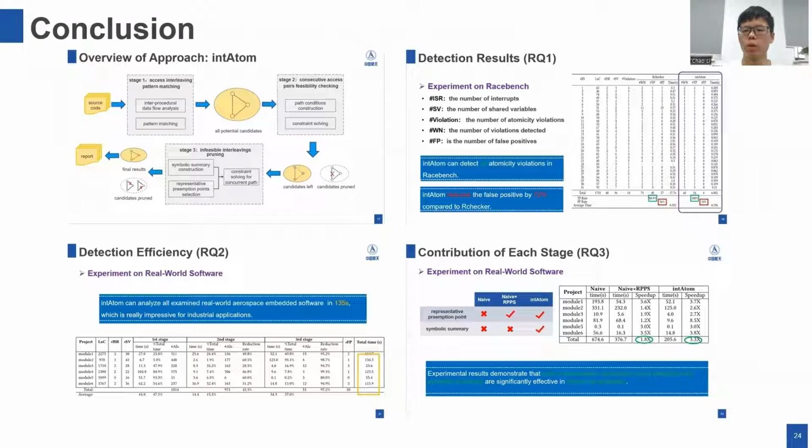In this talk, we mainly introduce InterAtom, a static analysis approach for atomicity violation detection in interrupt-driven programs with a staged design that makes the detection more precise and efficient. We evaluate it on both benchmark and real-world programs. The result demonstrated InterAtom is promising in providing industrial strength capability in atomicity violation detection. In the future, we intend to further improve the precision of our approach.